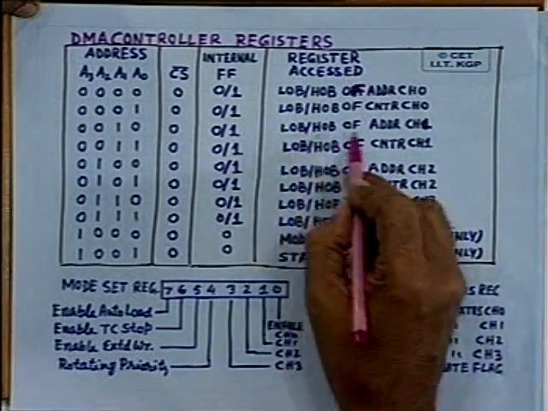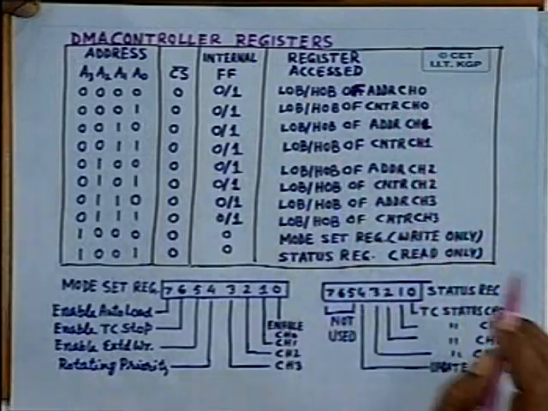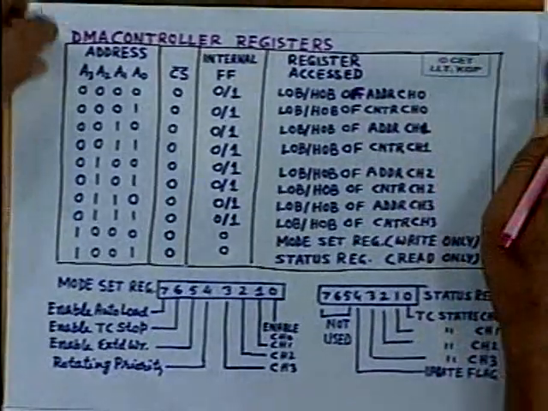Since the count register is 16-bit, what is the maximum size of data that you can transfer in one go? 14-bit means 16K. So whenever DMA mode of data transfer is used, a block of 16K of data can be transferred between the I/O device and the memory at a time.